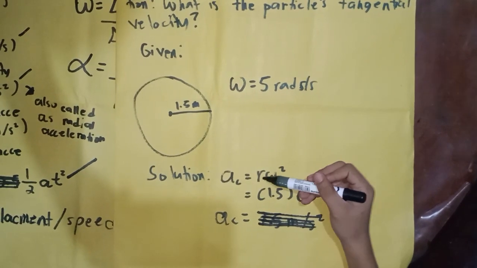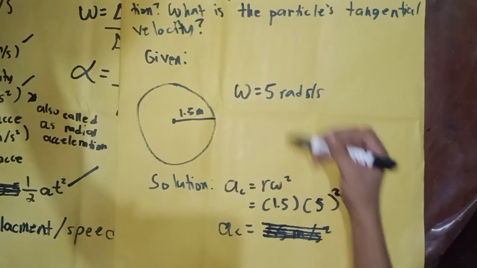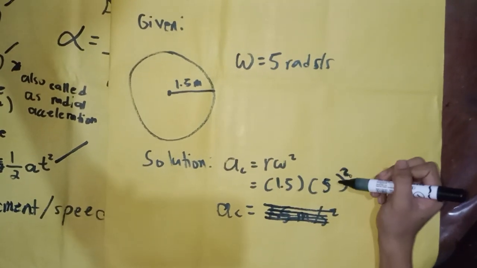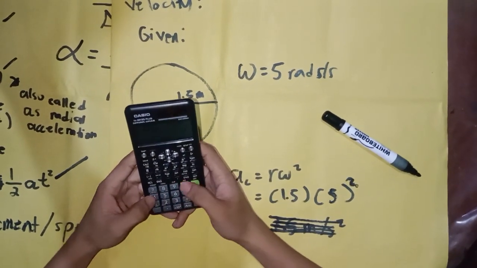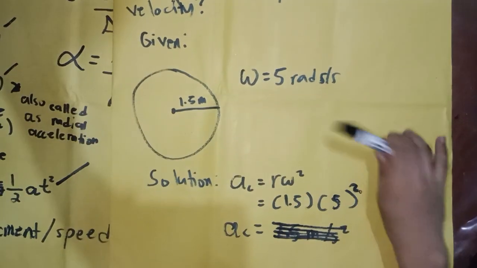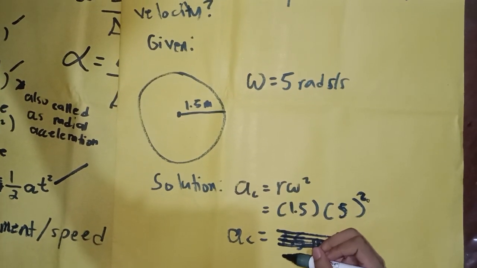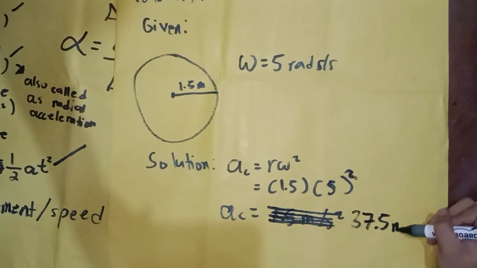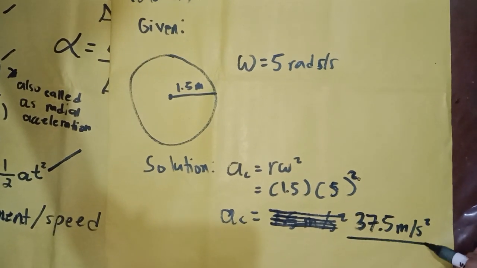Substitute the given: R is equal to 1.5, and our angular velocity is equal to 5, and since it's squared, 5 squared. Let's calculate. 1.5 times 5 squared is equal to 37.5. So our radial acceleration is 37.5 meters per second squared. This is our first answer.